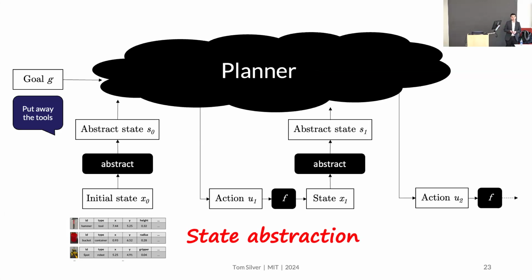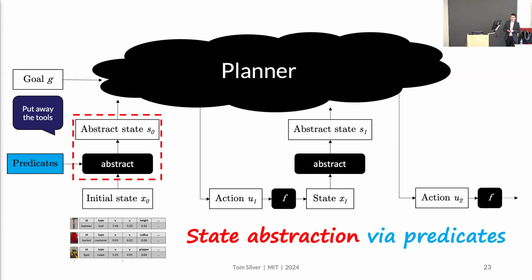So to make it more tractable, we're going to introduce a kind of state abstraction with the hope that we can focus on what's most important in these object-centric states to start to reason and plan at this higher level. And I'm going to be talking about a particular kind of state abstraction that uses what are called predicates.